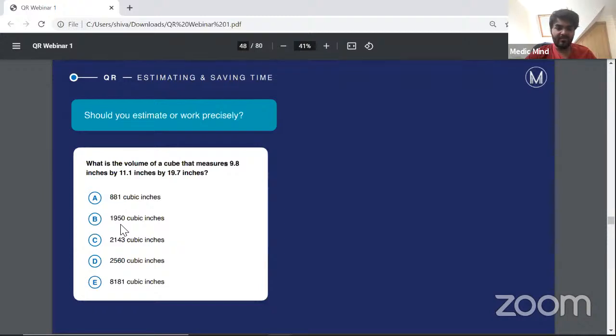9.8 goes to 10 and 19.7 goes to 20. So you have to make sure and realize, am I actually underestimating the value or overestimating? Because it can change your answer. And here you're right, Shivam, it's just slightly above 2,143, not significantly above, which is why you can go with answer C.